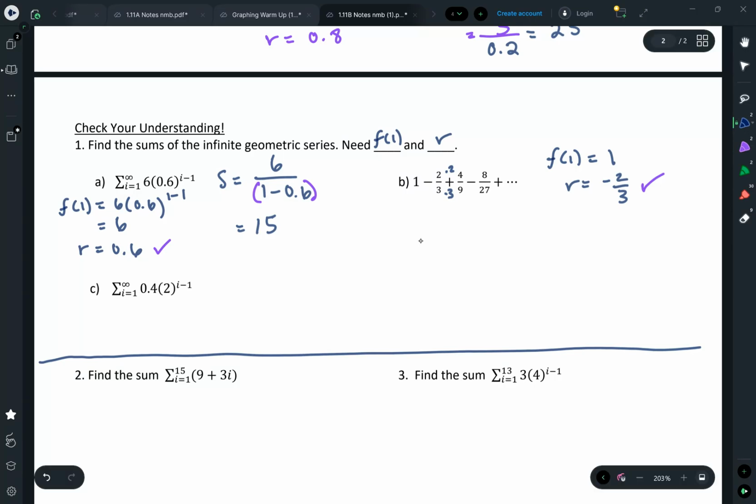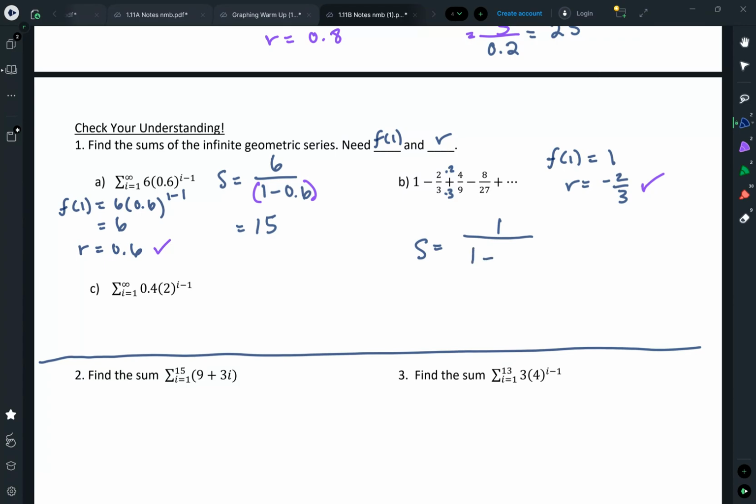So then my sum is going to equal 1 over 1 minus a negative 2/3, which means we're going to be adding. So 1 and then 3/3 plus 2/3 would be like a 5/3. 1 divided by 5/3 is 1 times 3/5. So it should just be 3/5, which is also 0.6. So nice when we can do something with fraction work though.